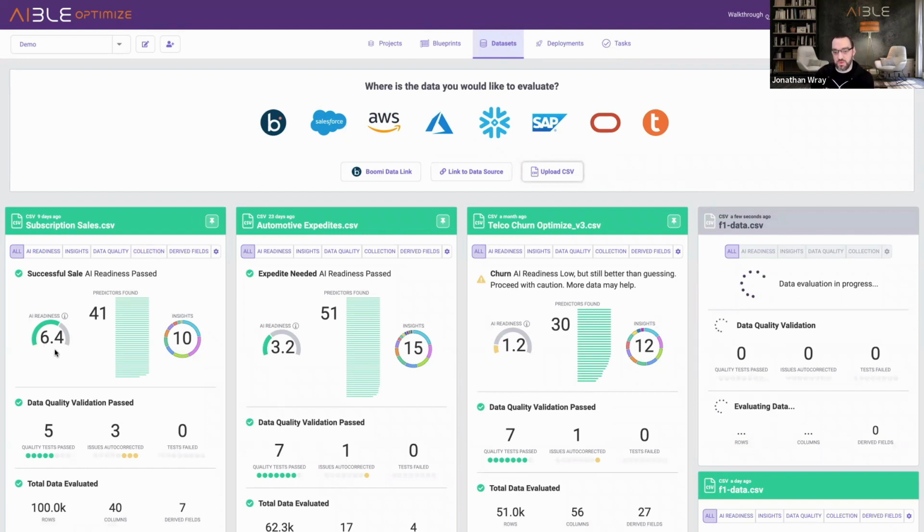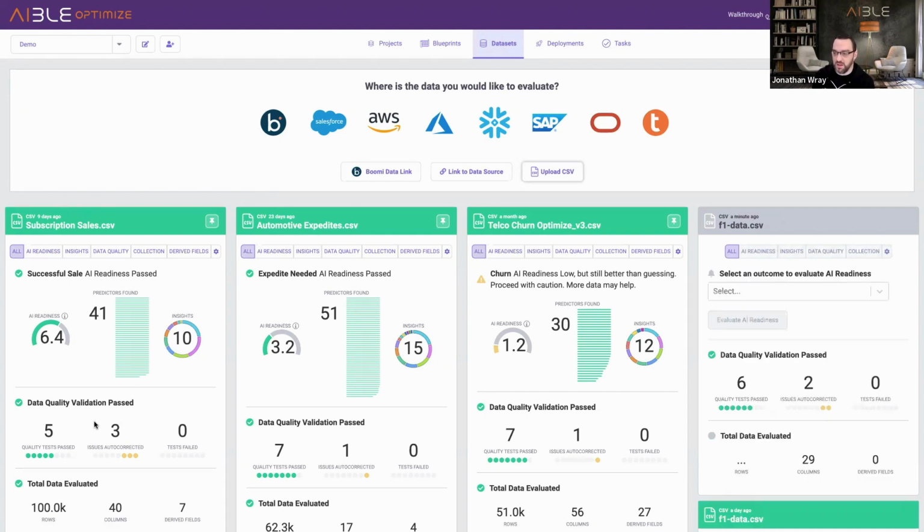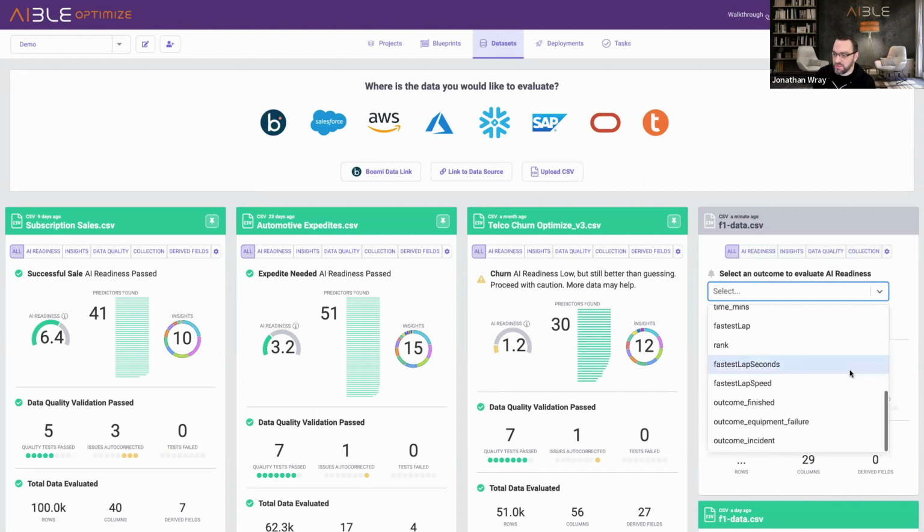But just diving into it while that loads, what Aible does is take a look at each data set and identify the data readiness. So it gives us a score from 0 to 10, indicating how strong the signal was in the automated evaluation model that Aible developed around this data set. We also see that there are a number of different issues that typically exist in enterprise data. And so Aible automatically goes through and cleans up many of those common issues to make the data set usable. And so here with the Formula One data set, it just loaded.